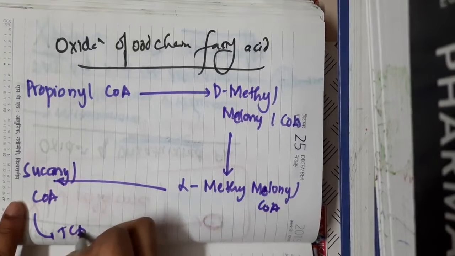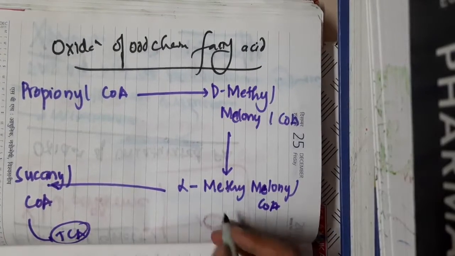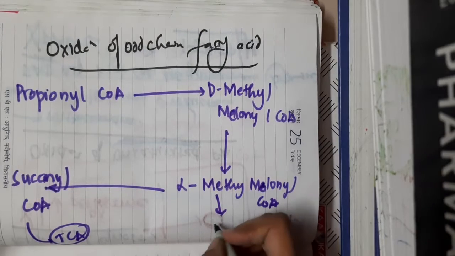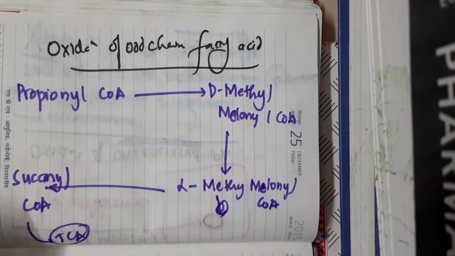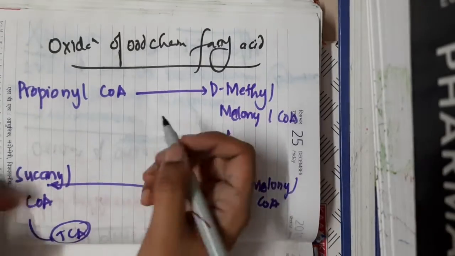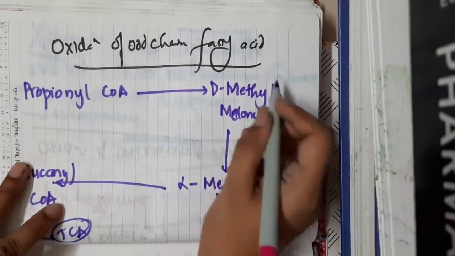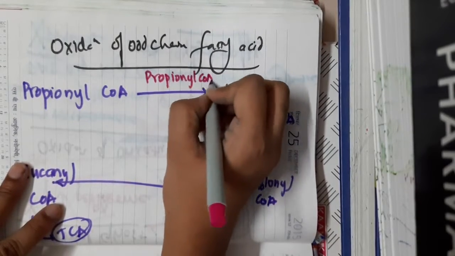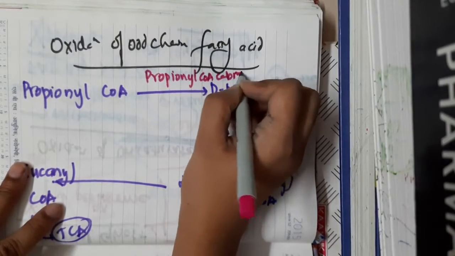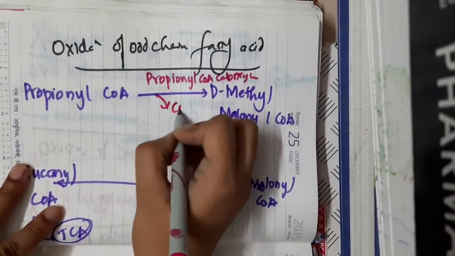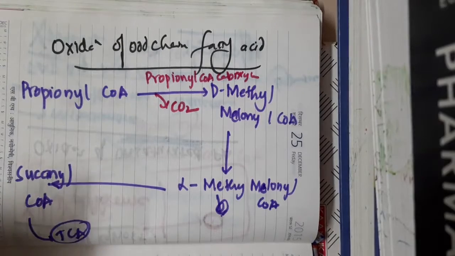This succinyl-CoA can enter into the Krebs cycle, whereas this methyl-malonyl-CoA gets converted to succinyl-CoA. Now I will put the enzymes in between. So propionyl-CoA, in the presence of the enzyme propionyl-CoA carboxylase, forms D-methyl-malonyl-CoA, and during this process carbon dioxide is released.